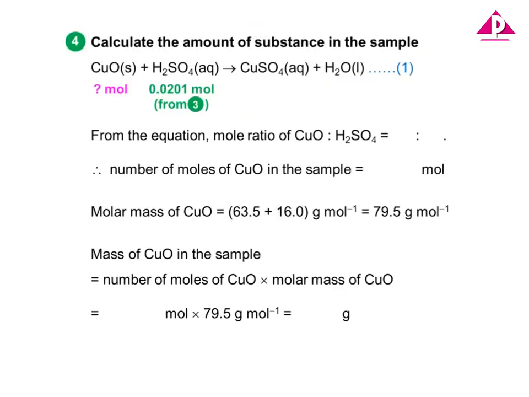After that, calculate the mass of copper-2 oxide in the sample. From equation 1, the mole ratio of copper-2 oxide to sulfuric acid is 1 to 1. So the number of moles of copper-2 oxide in the sample is 0.0201 moles. And the mass of copper-2 oxide present is 0.0201 times 79.5, which is 1.60 grams.